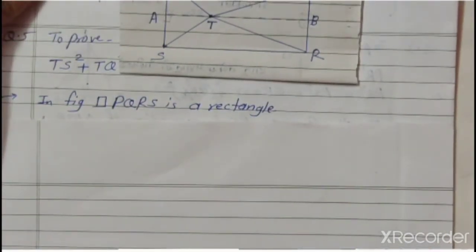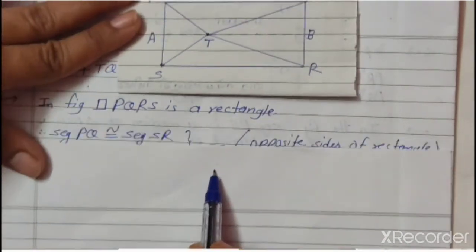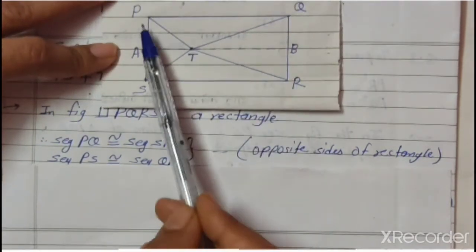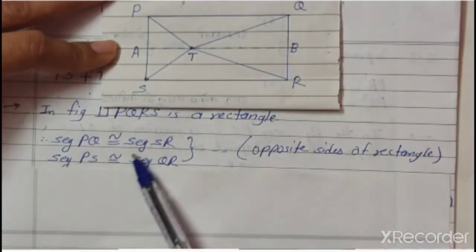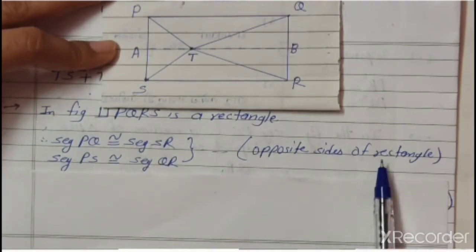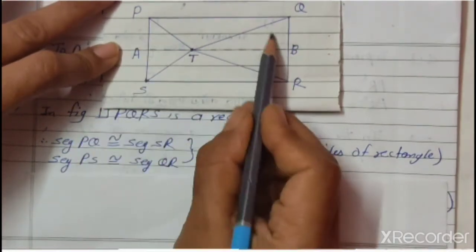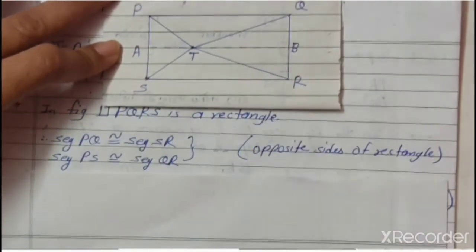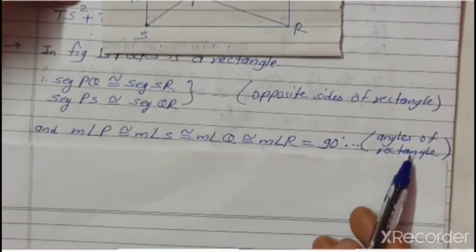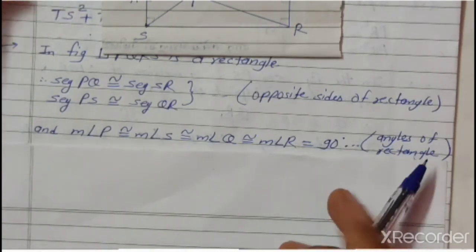This PQRS is a rectangle. Therefore, its opposite segments are congruent. Here I am using PQ and SR, PS and QR. These segments are congruent with each other because they are opposite sides of a rectangle. Again I am using these angles. In this rectangle, these angles are of 90 degrees because the measure of all angles of a rectangle is 90 degrees.